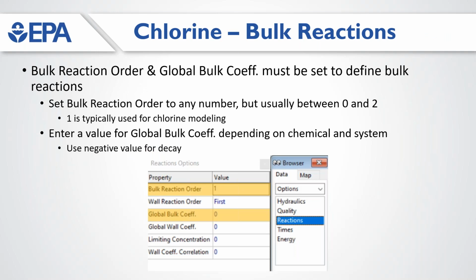In the reaction options window, 2 properties must be chosen to define the bulk reactions. For the bulk reactions order, typically a value of 0, 1, or 2 is used, and chlorine usually uses 1. Then enter a value for the global bulk coefficient. Remember to use the negative coefficient value for decay. Bulk coefficient values typically range between negative 0.2 and negative 1 for chlorine decay. For chlorine, in the exercise, we'll use a negative 0.5 for the global bulk coefficient. Now I'll show a short video of setting these.